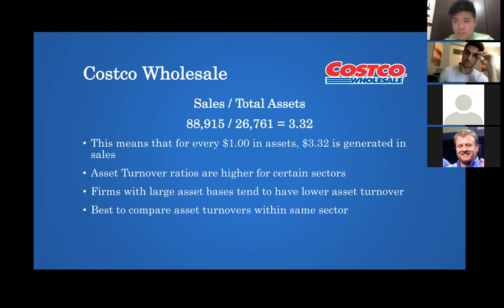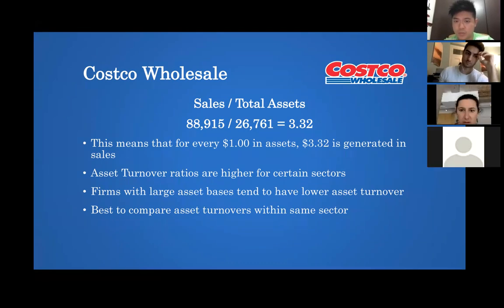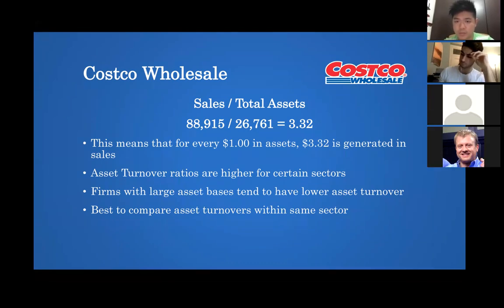So firms with larger asset bases tend to have lower asset turnover. And it's best to compare asset turnovers within the same sector. Comparisons are only meaningful if compared against competitor companies which are in the same sector. So for Costco, Walmart is in relatively the same sector as Costco. So of the two, which company do you think would have the higher asset turnover? If you want to take a guess, who would think that Costco would have a higher asset turnover?